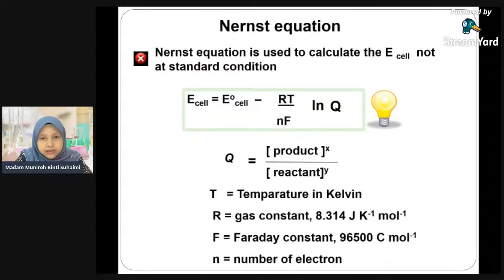T is the temperature in Kelvin. R is the gas constant, which is 8.314. F is the Faraday constant, 96500 coulomb. And n is the number of electrons transferred.